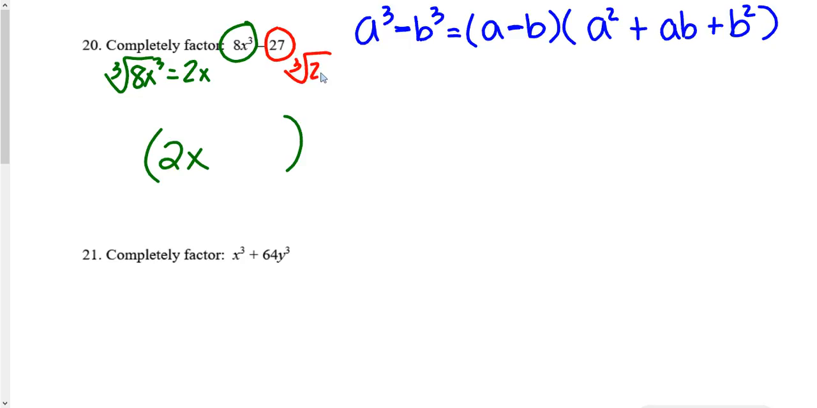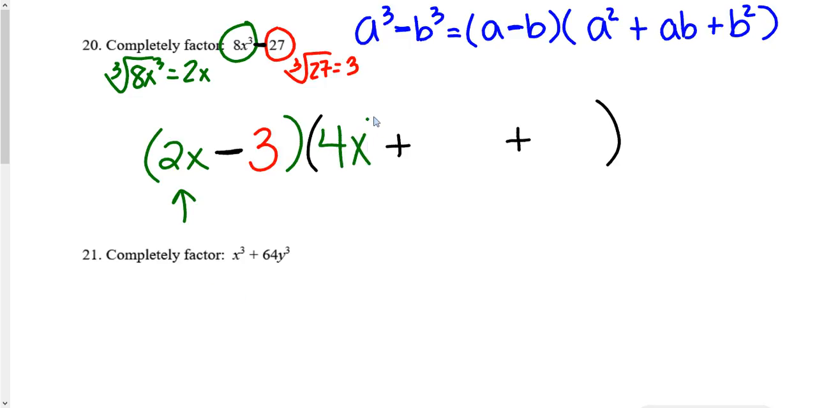The cubed root of 27 is 3, so my second term is a 3. My original problem was a minus, and I keep the same sign for the first factor. The signs for the second factor go same, opposite, positive. Now I'm going to take my first term, my 2x, and square it. When I square 2x, I have to square the 2 to make it a 4, and square the x to make it an x squared.